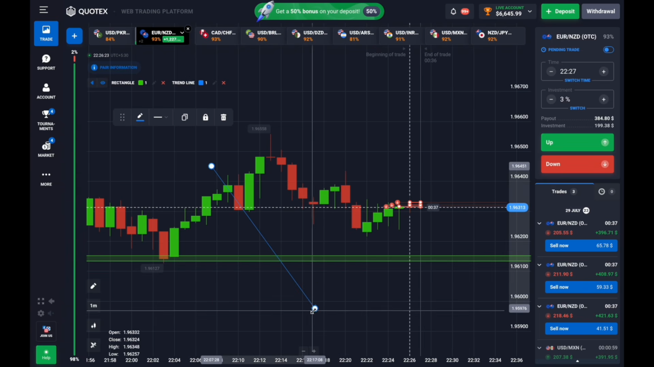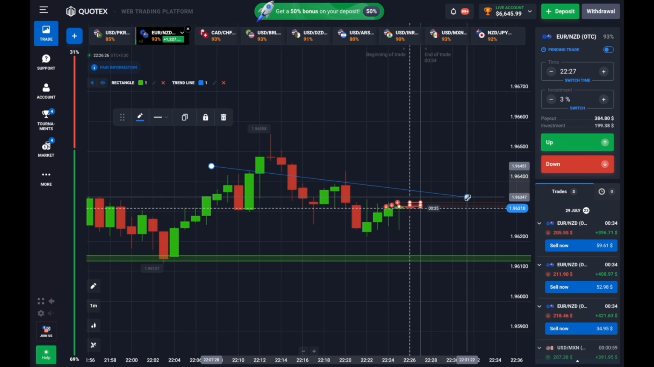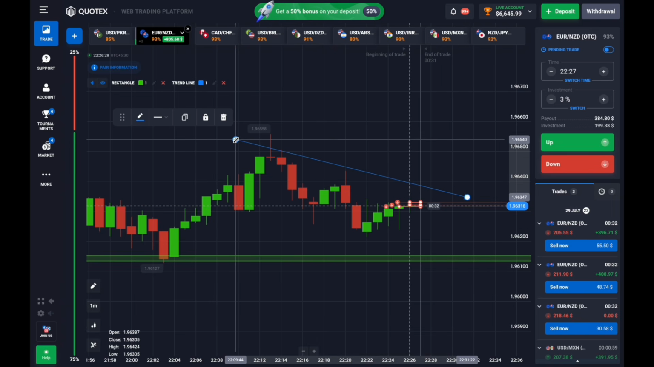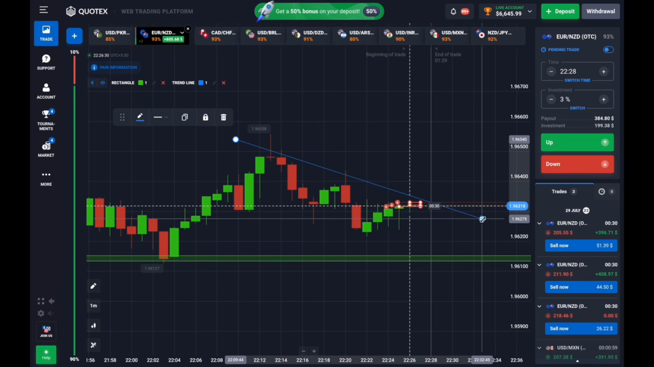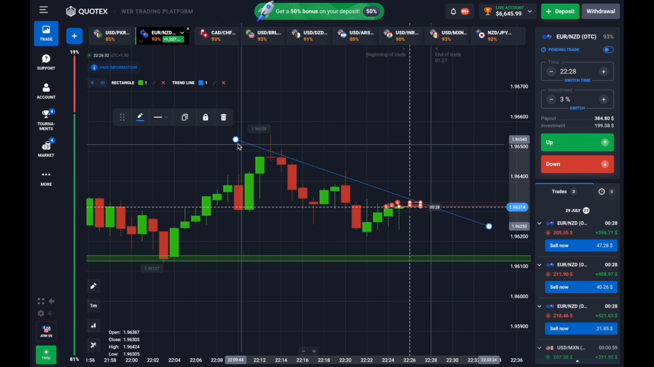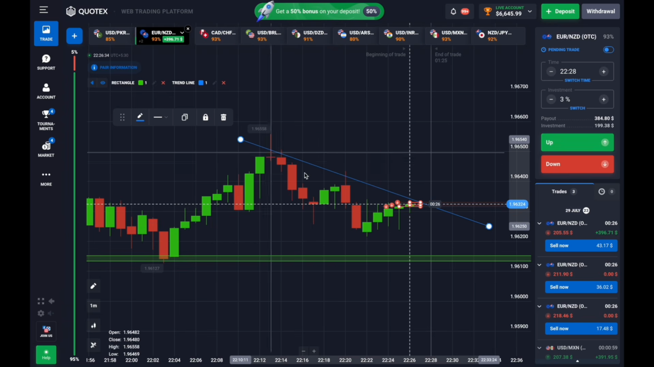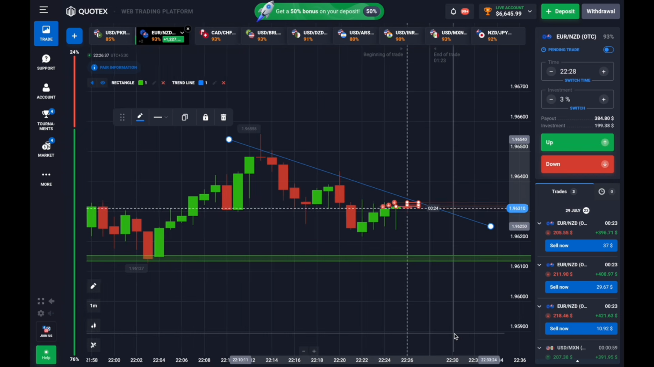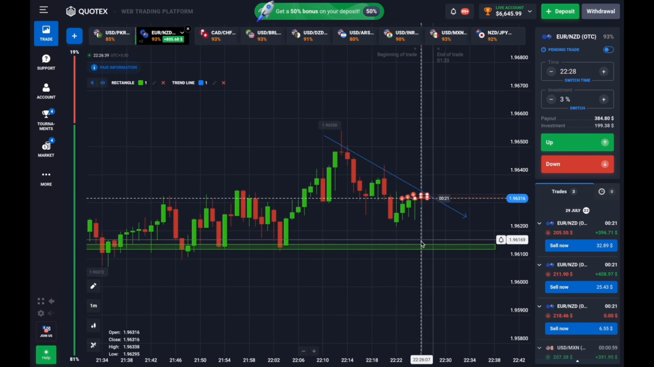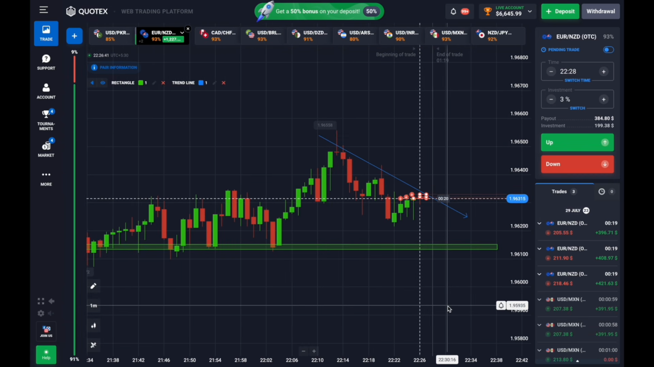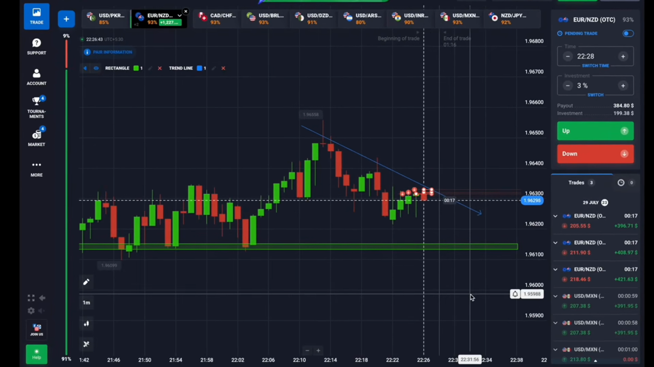Along with that, we have a key horizontal support zone which I have marked as a green level. You can see the market is making lower lows. This is my trend line resistance. Let's see how this candle closes, and based on that closing of the candle, I'll decide my next move. Either I have to go down or up.